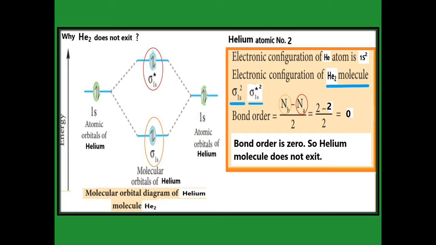Now bond order is Nb minus Na divided by 2. Nb means bonding molecular orbital: in sigma 1s how many electrons? 2 electrons. Antibonding means sigma star, and in sigma star there are also 2 electrons, so we put 2. 2 minus 2 is 0. So bond order 0 means that the molecule does not exist. So the helium molecule does not exist.